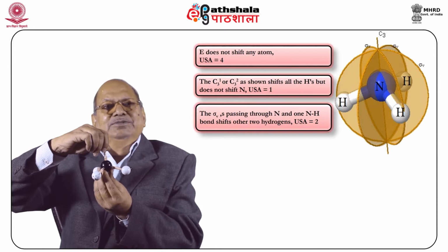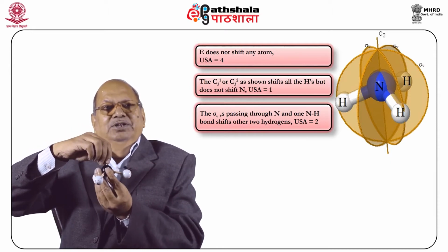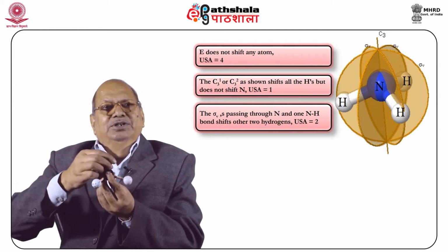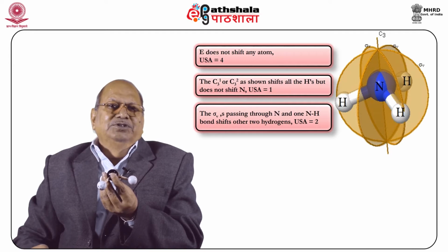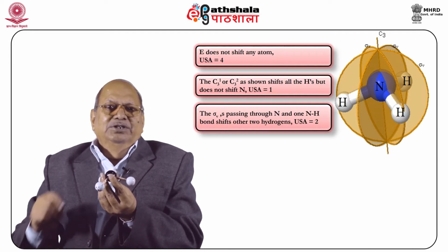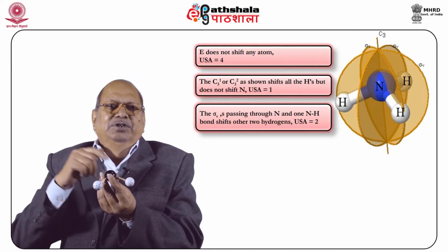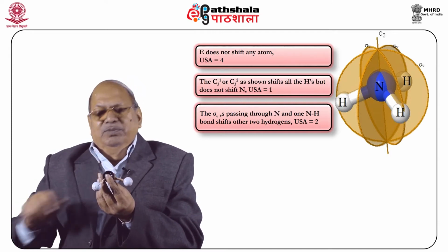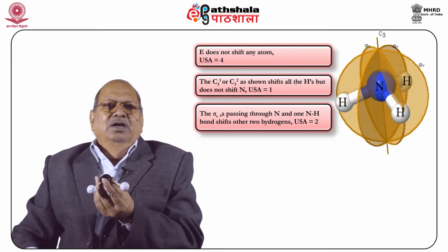So how many atoms are shifted? All the hydrogens are shifted and the nitrogen is not shifted at all. Similarly, by performing C3² operation, that is carry out C3 2 times, all the hydrogens will be shifted and the nitrogen will not be shifted.